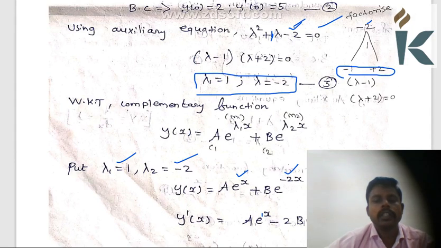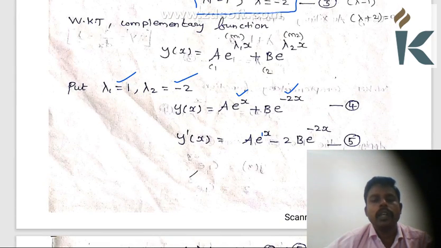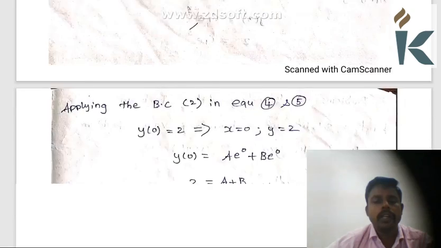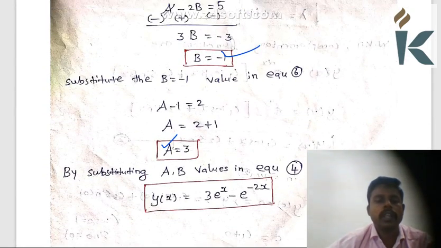We have assumed this complementary function based upon your factorization, the m1 and m2 values. The m1 value is 1 and the m2 value is minus 2, which are real and unequal. That's why we are choosing this complementary function, y of x equal to a into e power lambda 1 x plus b into e power lambda 2 x. Now we substitute the a value 3 and the b value minus 1 here. So y of x equals 3 into e power x minus e power minus 2x. This is the final solution for the given problem.